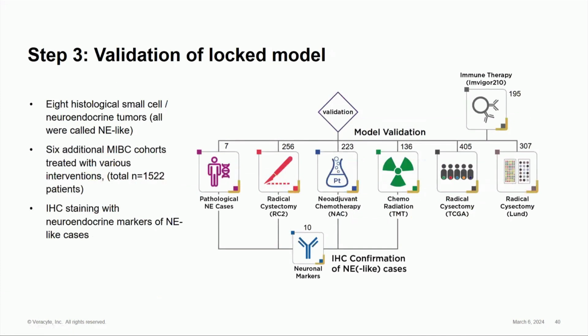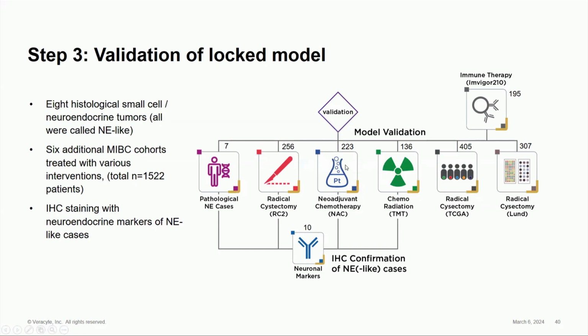Then we left the model and started to validate it. This is where I stressed that validation was very important. For this particular classifier, we validated it in over 1,500 patients, including a number with neoadjuvant chemotherapy, a lot with radical cystectomy, and one TMT course of chemoradiation. We had a series of pathological neuroendocrine tumors, which we used as controls downstream. All of these were classified as neuronal-like by our classifier.